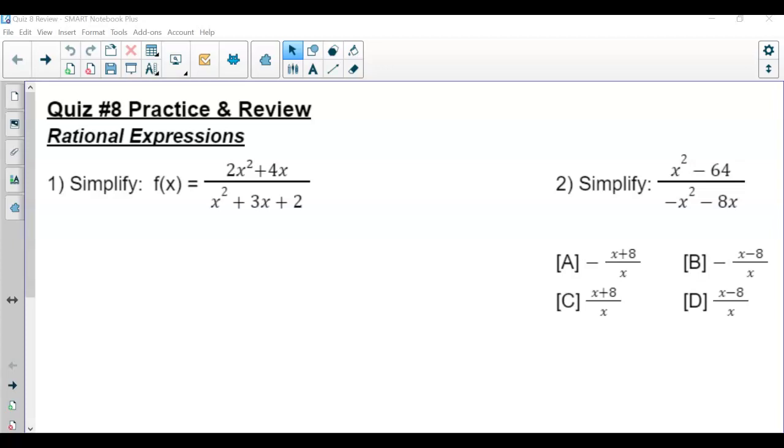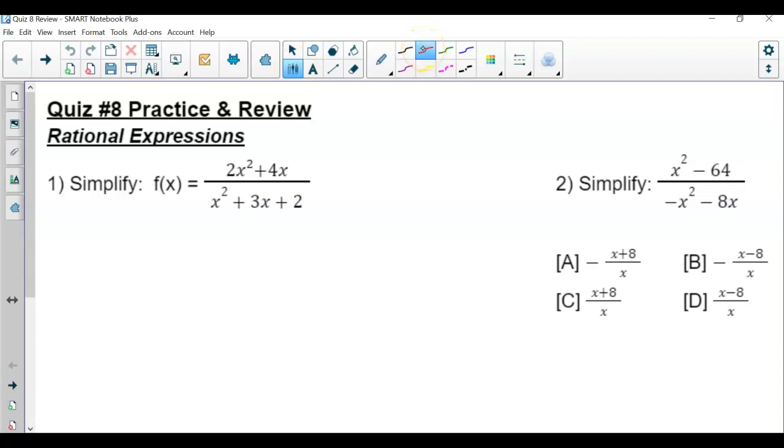In this video, I'm going over our practice and review that we did today in preparation for our next quiz, which is tomorrow. So with these first few, we're focusing on our rational expressions. With this first one, notice how we are just simplifying.